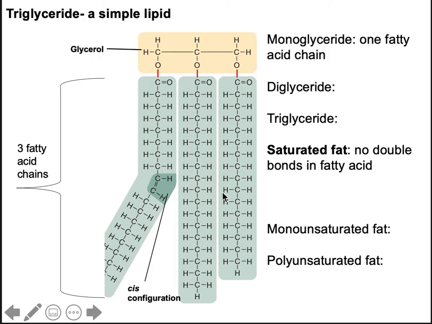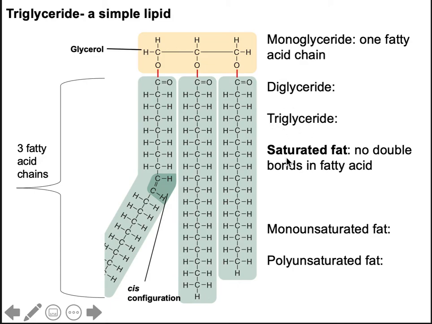So this is a simple lipid. It's composed of a head, which is made of glycerol, and then three tails, which we call fatty acid tails or fatty acid chains. And because it's three, we would call this a triglyceride. You can have a monoglyceride, which would be just one chain on the glycerol. You can have a diglyceride, which would be two, and then of course this one in the picture is the triglyceride, which is most common in our diets.